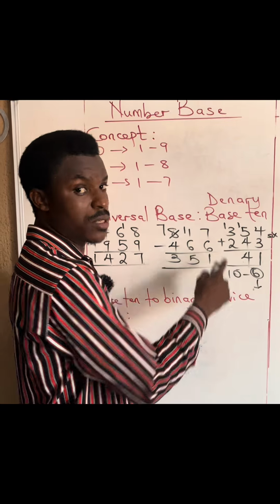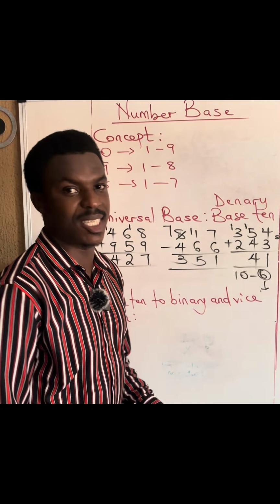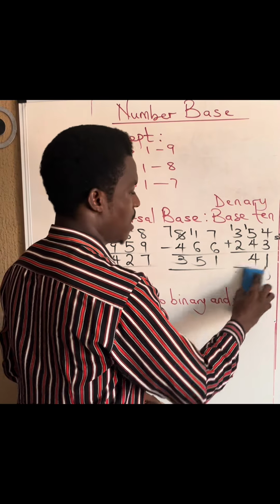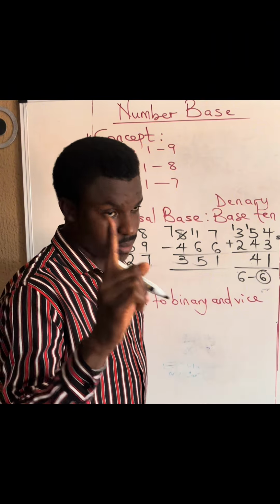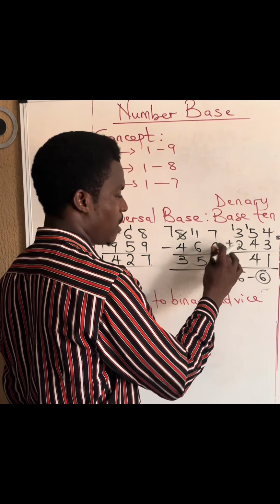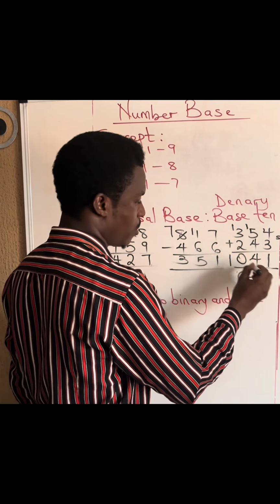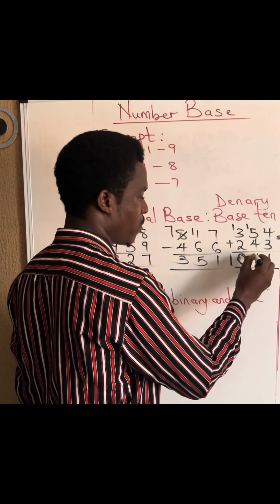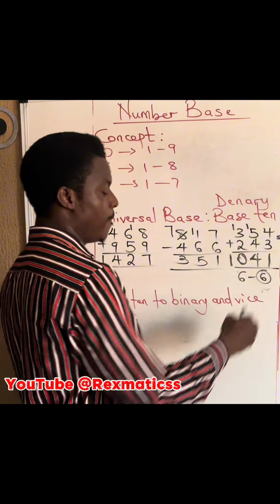3 plus 1 is 4. 4 plus 2 is 6. Can I write 6 under base 6? No. So how many 6s are there in 6? It is 1. Just 1. So the 1 is coming outside with the remainder 0. So my answer is 1, 0, 4, 1, base 6.